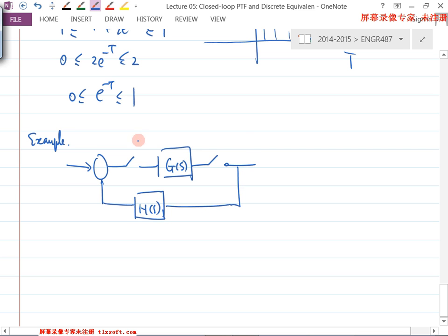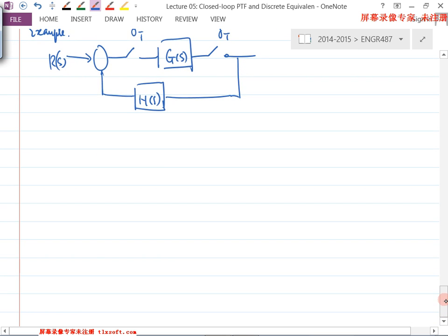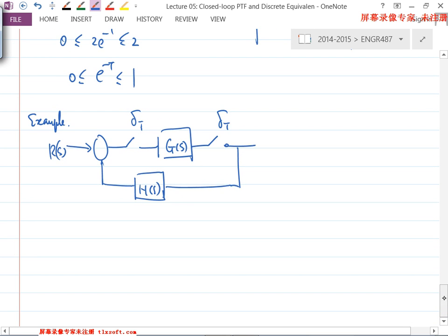There are two pulse samplers. Assuming they all have the same sampling frequency, and actually you could sometimes have different sampling frequencies, what will be the closed loop pulse transfer function for this system?